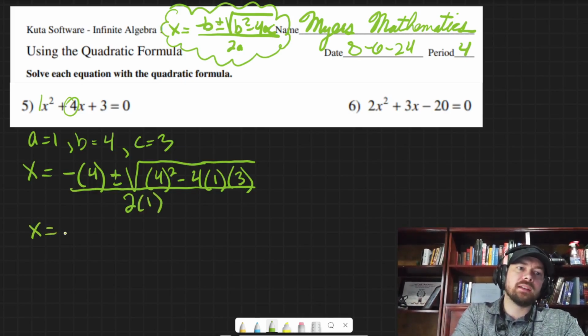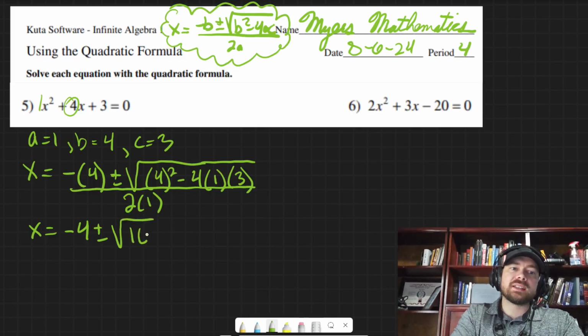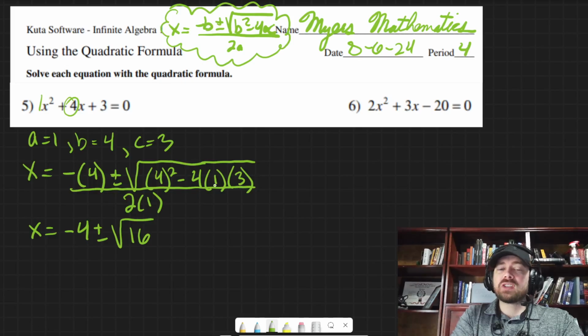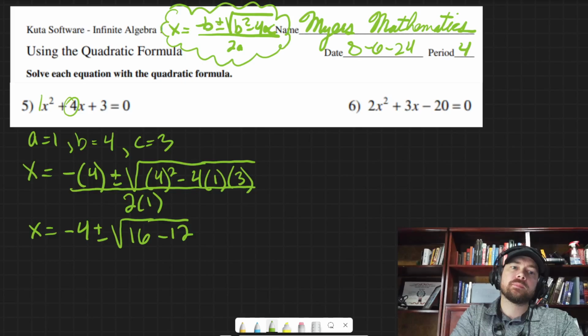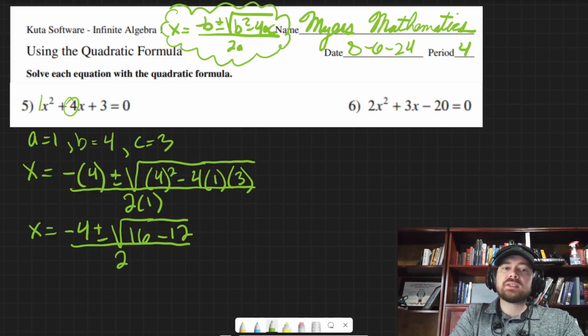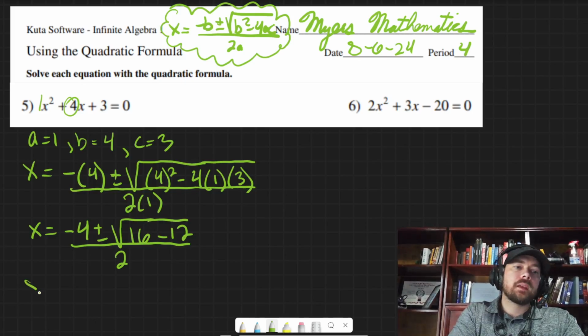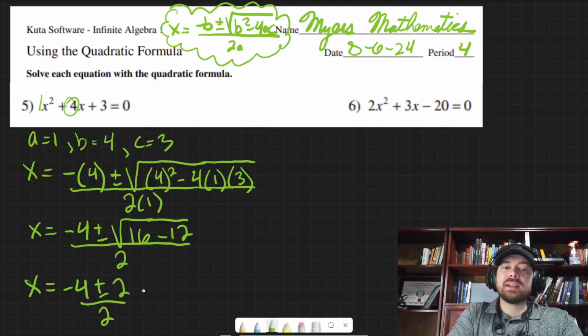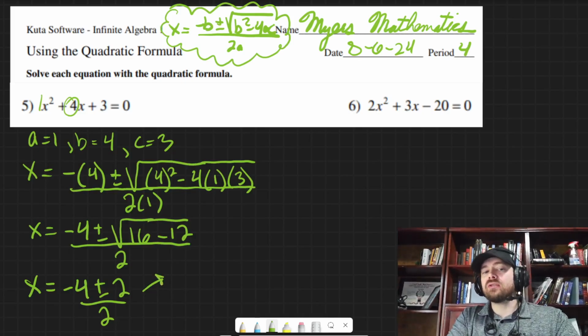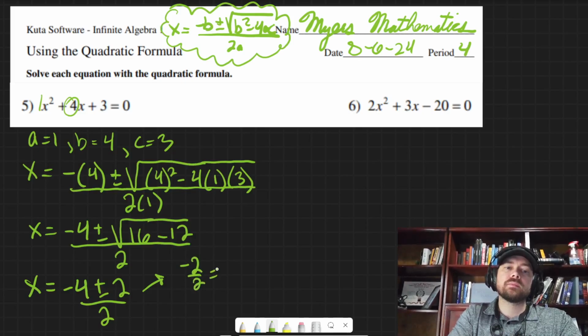There we go, and then we simplify a little as we go. The opposite of 4 is just going to be negative 4. 4 squared is 16. 4 times 1 times 3 is 12. Over 2 times 1, which is 2. And 16 minus 12 is 4, and the square root of 4 is 2. Now we can split it up into two different answers. Negative 4 plus 2 is negative 2, so there's one of our answers. Negative 4 minus 2 is negative 6, over 2, so negative 3 is the other answer.